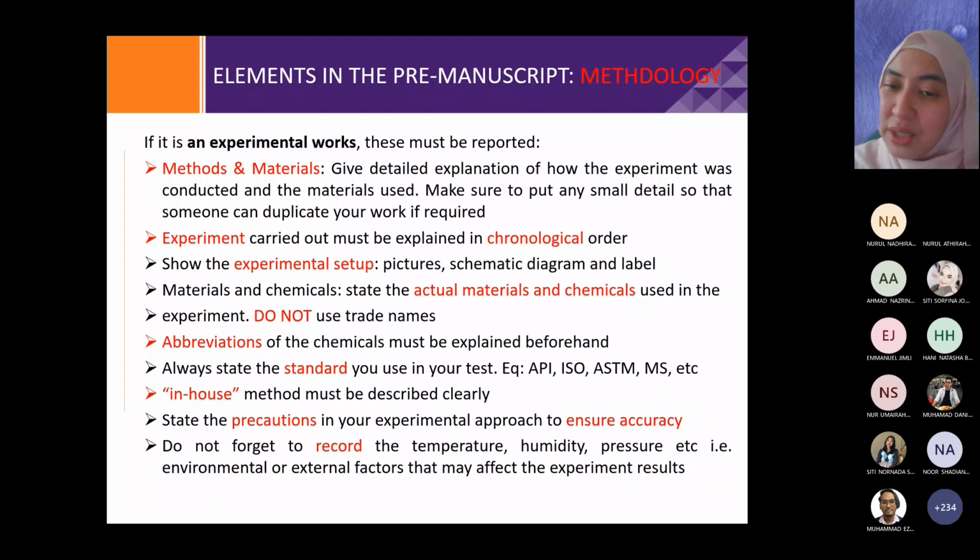And then abbreviations, if you have an abbreviation, must be explained beforehand. For example, you have HPLC, you must explain what is HPLC. You must explain what is GCMS. Do not just use abbreviations all the way along your pre-manuscript. Okay. Always state the standard that you use in your test, whether it's API, ISO, or ASTM. Any in-house method, describe clearly.